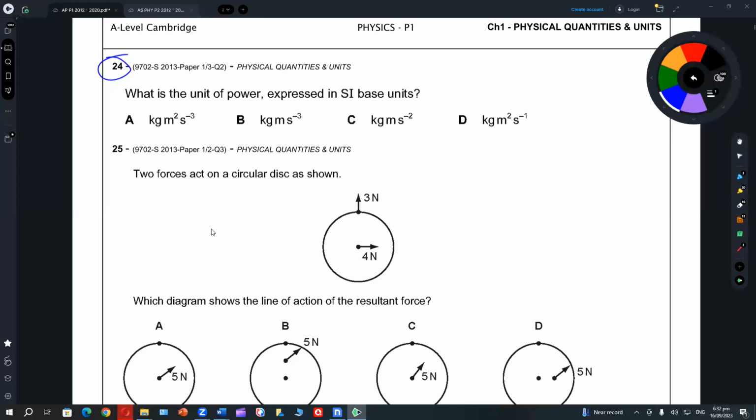Look at question number 24. What is the unit of power expressed in SI base units? Power's main formula is work upon time, which means joule per second. You can write it as J S minus 1. Joule can be written as Newton into meter into S minus 1. Work it out with me.